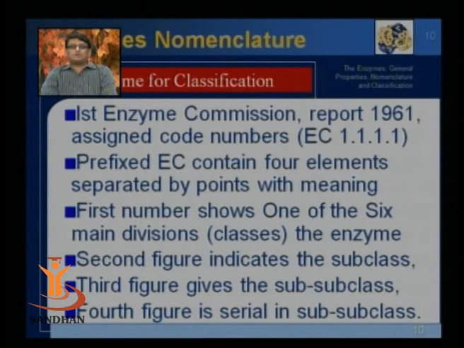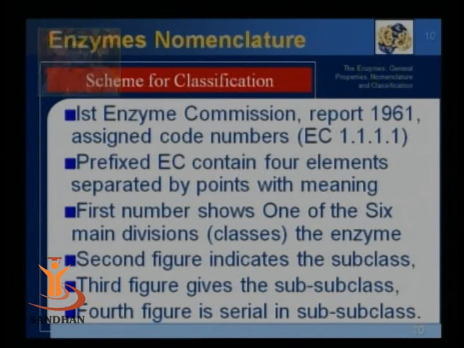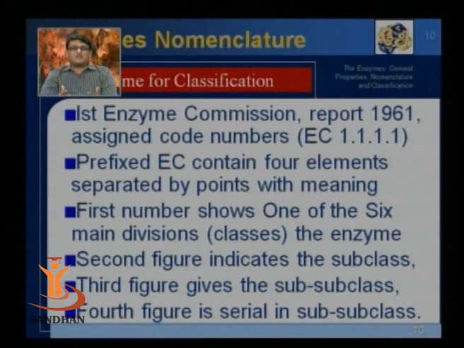The first number shows one of the 6 main divisions. As we move further, we will understand that there are 6 major classes, which will be discussed later on. So it will be from one of those classes, and the first number denotes that. The second figure indicates the subclass. There are 6 classes for different enzyme groups.